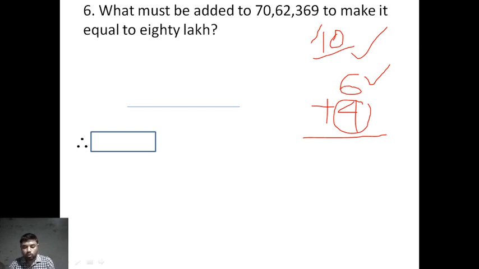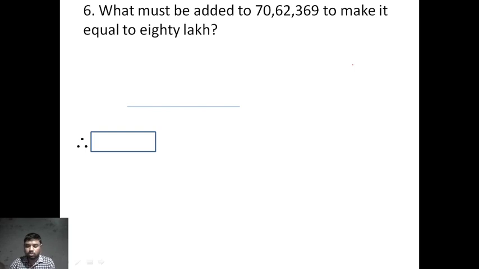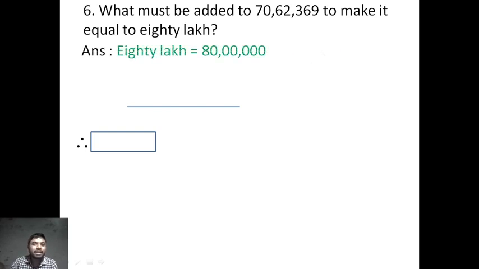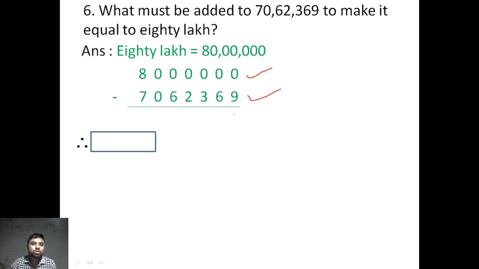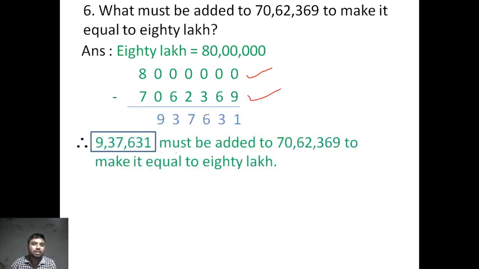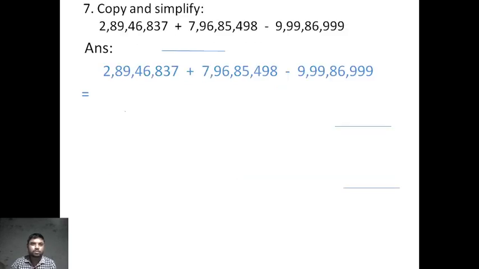So in the same way we will do. First we write 80 lakh is equal to, look, 80 and 4 lakh 50 written here. Now do the subtraction. Look, just do the calculation and write the answer statement. This must be added to this to make it equal to 80 lakh. Is it clear? Now copy and simplify. So first write it. Okay, now what will we do? First we will do this addition.